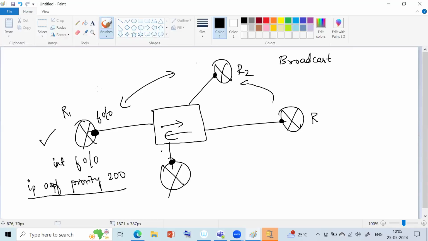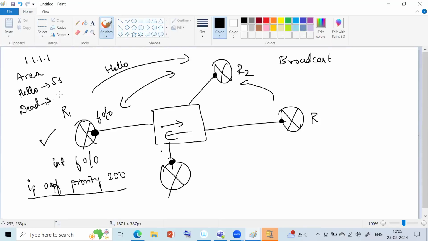So whenever a router sends a hello packet, first, it will send its subnet. What subnet am I coming from? Let's say 1.1.1.1. Then it will mention what its area is. Let's suppose R1 is sending a hello packet. What does this hello packet have? What is the area of R1? Now it will say what the hello interval is, means how often I will send hello packets. What is the dead interval? After how long will I consider my neighbor dead?